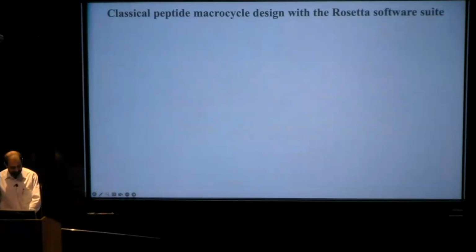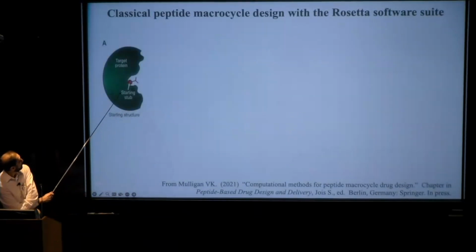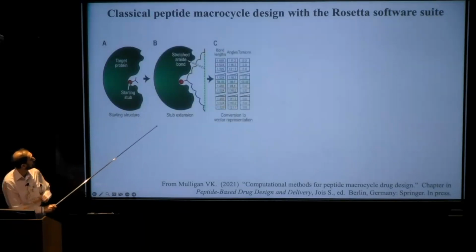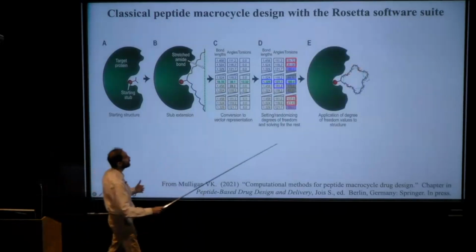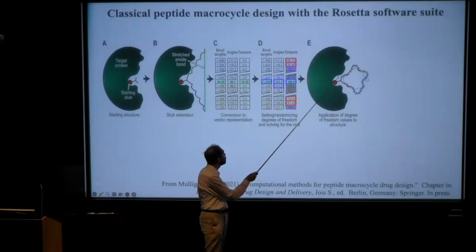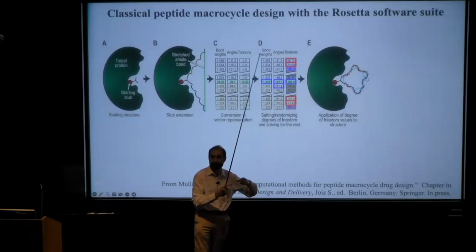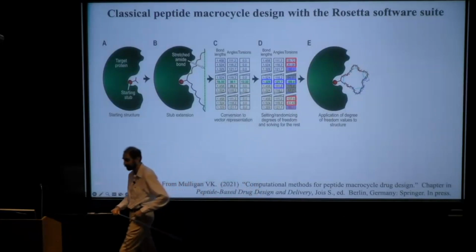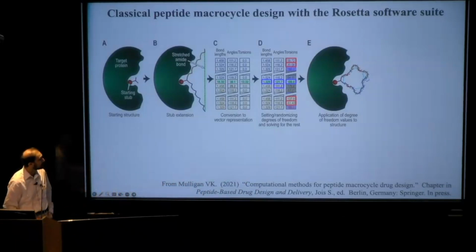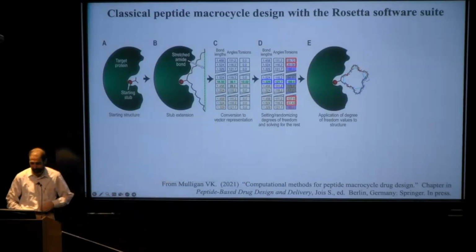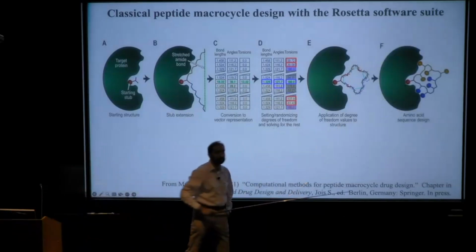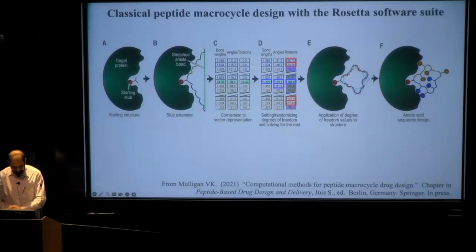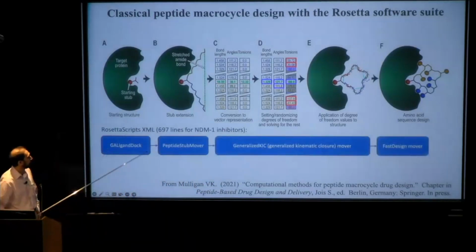So the first three steps, again, docking a stub into the target protein, growing out a chain of amino acids, converting to a vector representation so we can use kinematic closure algorithms to try to solve for closed conformations of the macrocycle. And this allows us to very rapidly sample macrocycle backbones. We can sample, I'd say on the order of tens of thousands per second this way. And then for each plausible backbone that we sample, we design sequences. And all of this, as I said, is done in Rosetta Scripts.